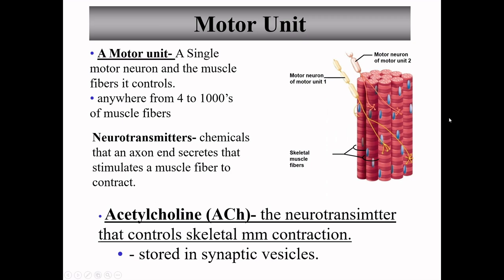Motor unit, single motor neuron, and the muscle fibers it controls. We get anywhere from 4 to thousands of muscle fibers. We get neurotransmitters, chemicals that an axon end secretes that stimulate a muscle fiber to contract. So lots of neurotransmitters. We're going to talk about a bunch of them in the next chapter. But one that we want to know for now for sure is acetylcholine. Acetylcholine, also known as ACH, is the neurotransmitter that controls skeletal muscle contraction. And we store this in our synaptic vesicles.